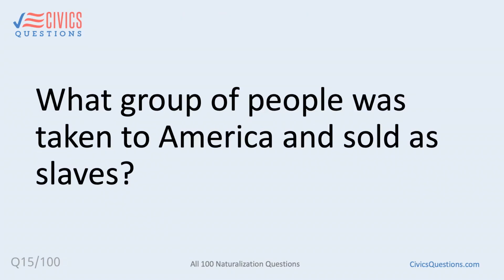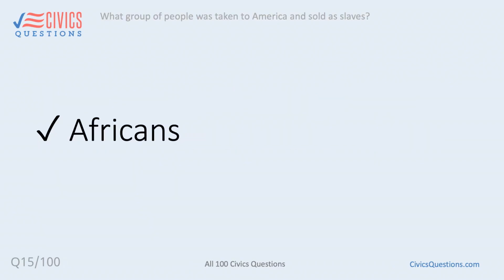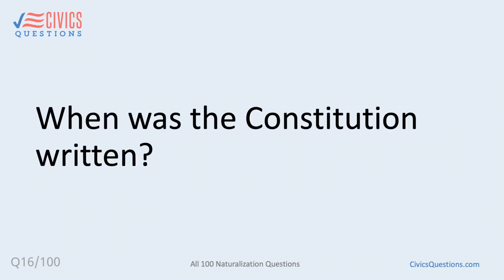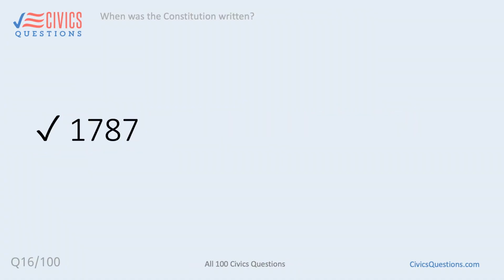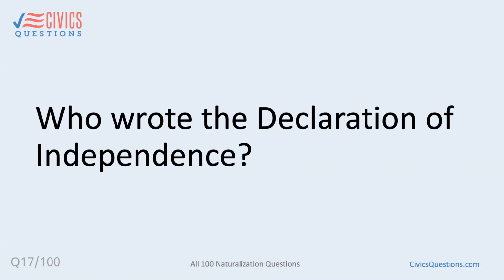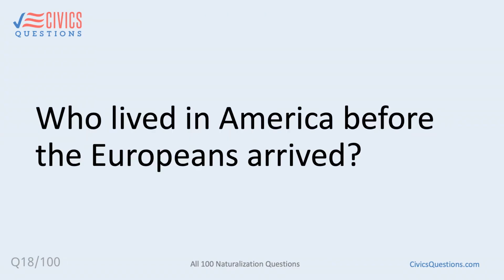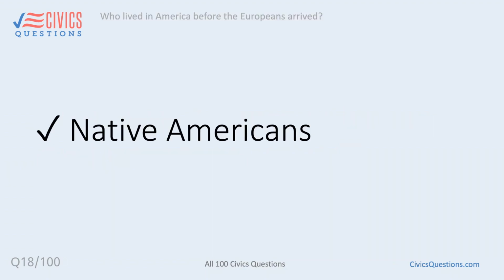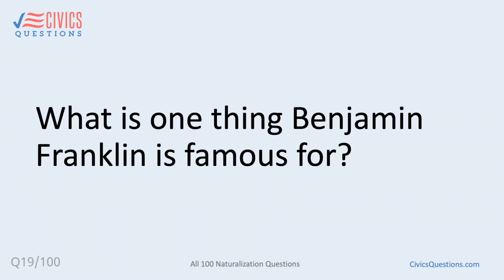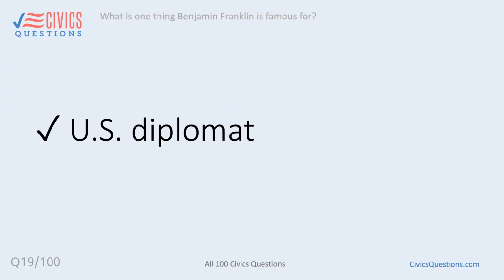What group of people was taken to America and sold as slaves? Africans. When was the Constitution written? 1787. Who wrote the Declaration of Independence? Thomas Jefferson. Who lived in America before the Europeans arrived? Native Americans. What is one thing Benjamin Franklin is famous for? U.S. diplomat.